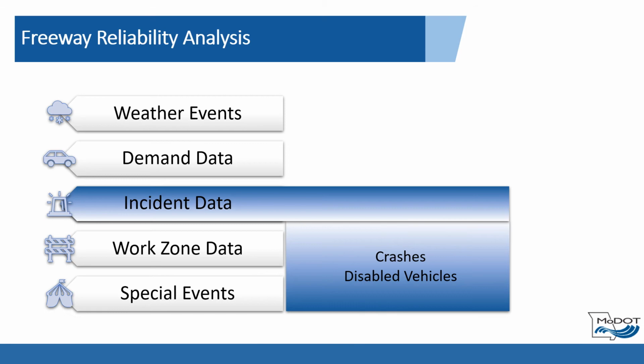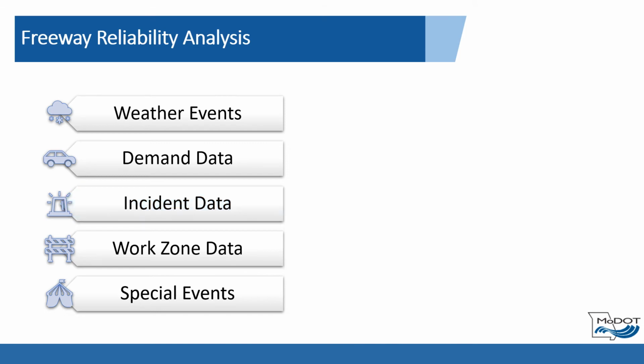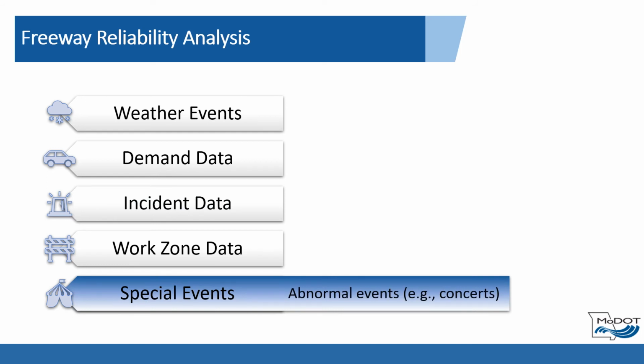Known work zones can be explicitly added to reliability analysis. Section 616.25 of the MoDOT Engineering Policy Guide includes anticipated work zone capacity reductions. The special event component of the reliability methodology is primarily used to exclude from the travel time reliability analysis day or time periods impacted by an abnormal event such as concerts, sporting events, or fairs with traffic far in excess of normal peak period conditions.